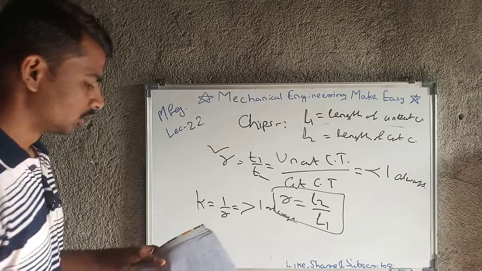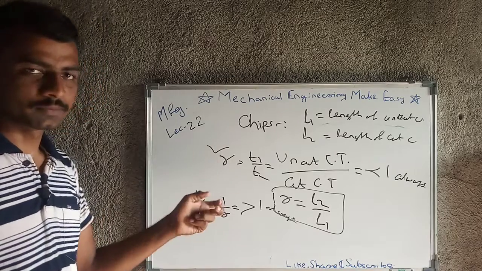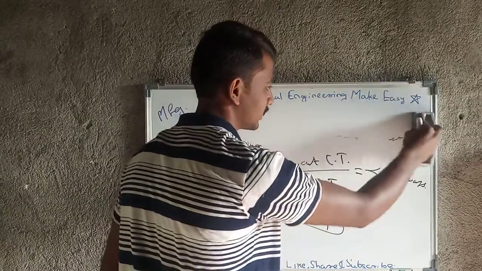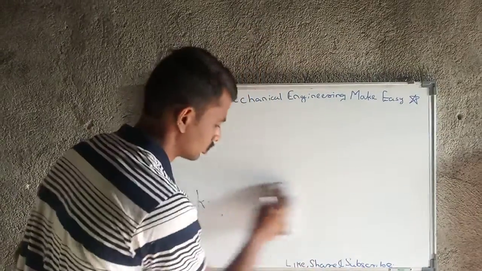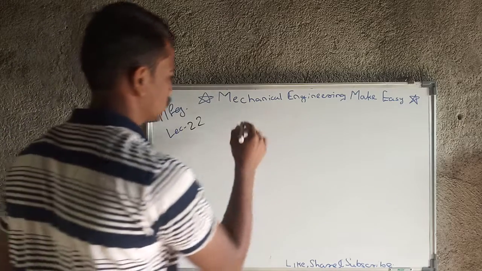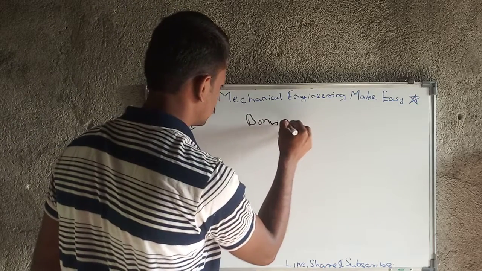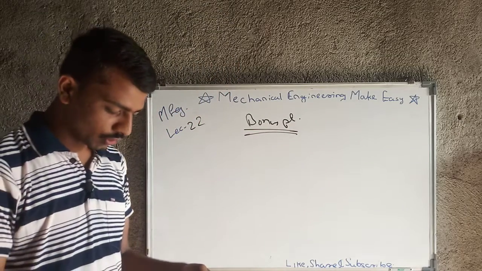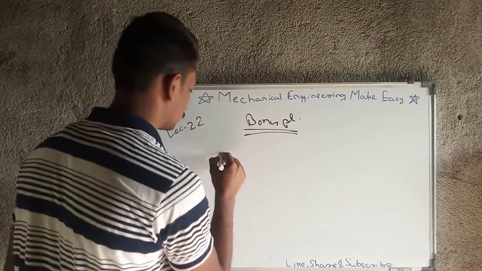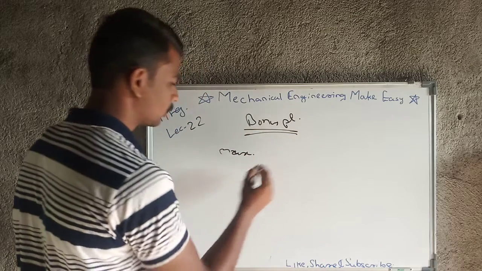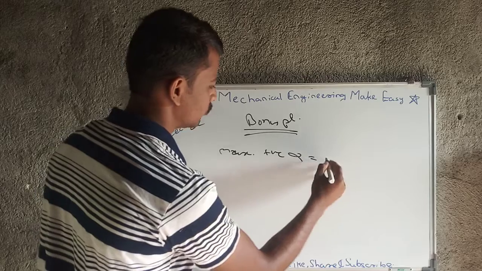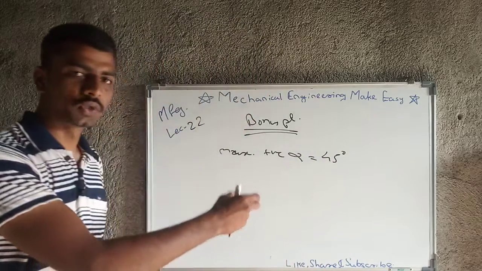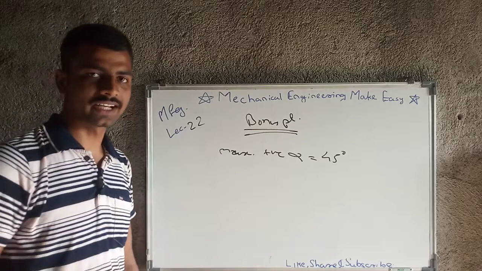So we have looked today at the tool designation and chips and theoretical roughness. Now we will move towards our last topic, that is the bonus points for today's lecture. What are the bonus points for today's lecture? Maximum value of positive rake angle will be equal to 45 degrees. Positive rake angle will have a maximum value of 45 degrees.